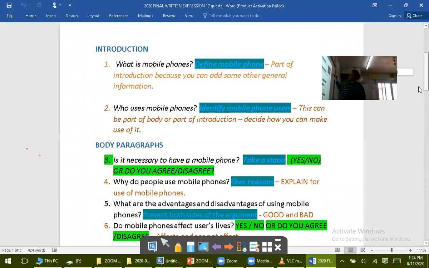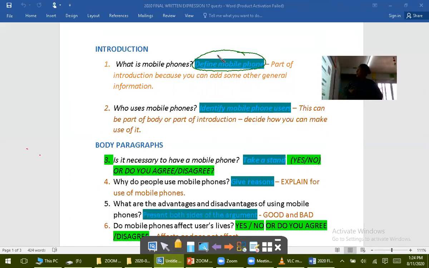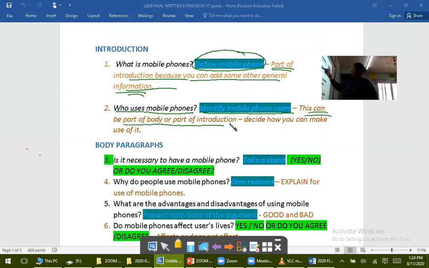Questions in the book. So there are 17 questions that you are seeing in your booklet. One is, what is mobile phones? And what are you asked to do here? This question means you have to define what mobile phone is, and this can be part of the introduction because you can add some other general information. And the next question is, who uses mobile phones? This means you have to identify who mobile phone users are. And this can be part of the introduction or body. And you will decide how you can make use of that piece of information.